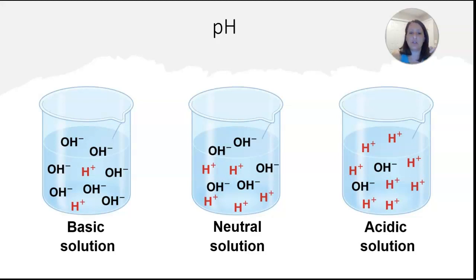The basic solution is over here on the left. And so it's the opposite of the acid, right? So there's going to be a greater number of hydroxide ions compared to hydrogen ions. Remember, a base can either give off hydroxide ions to increase that concentration, or it could accept hydrogen ions to decrease that concentration. Either way.